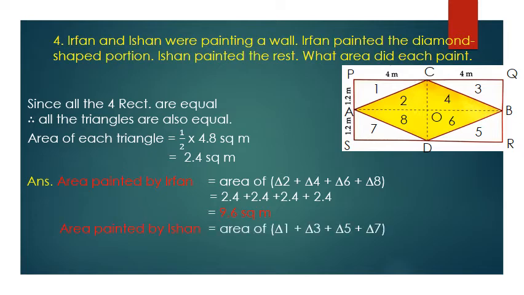Now area painted by Ishan is equal to area of triangle 1 plus area of triangle 3 plus area of triangle 5 plus area of triangle 7. And as we know that the area of all these triangles are equal, which is equal to 2.4, we will add 2.4 plus 2.4 plus 2.4 plus 2.4, which in turn will be equal to 9.6 square meter. So this is the area painted by Ishan. So this way we get the answer.